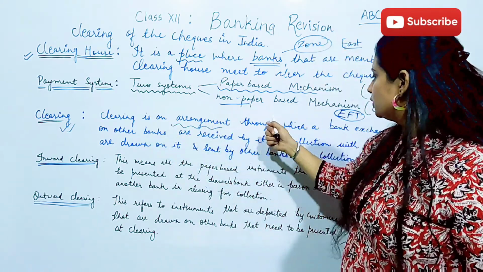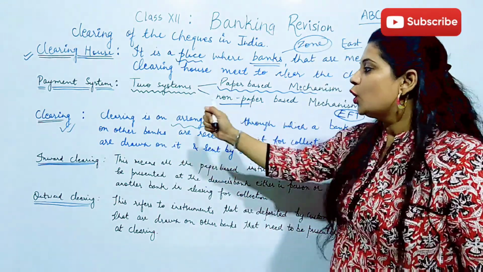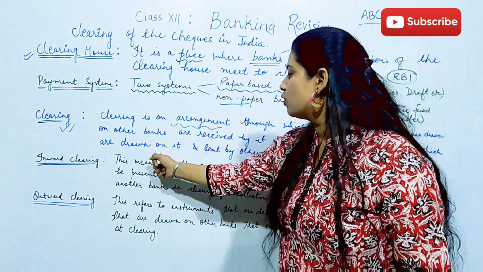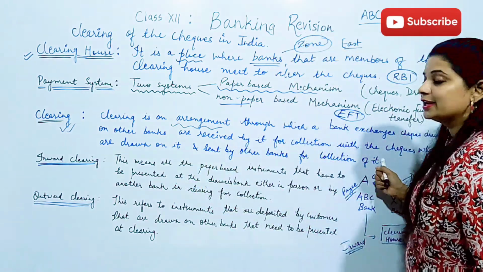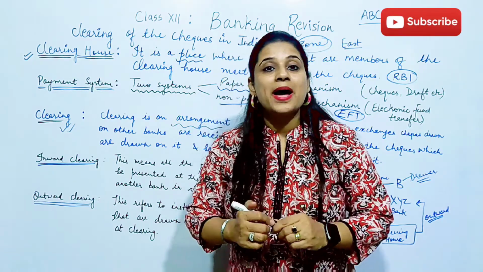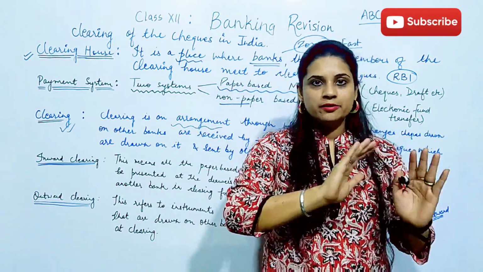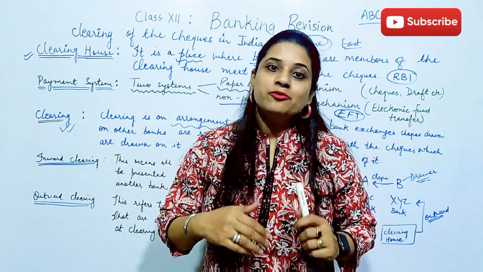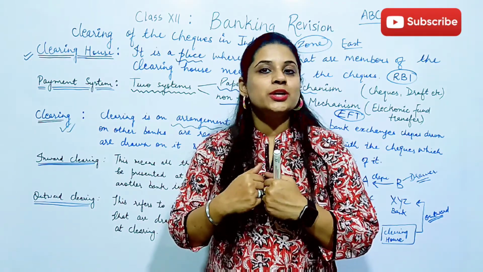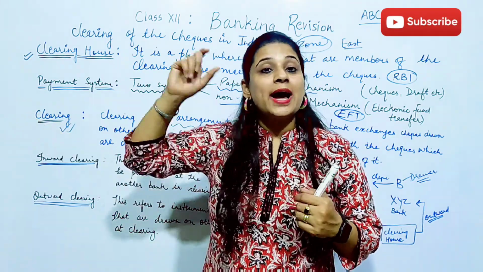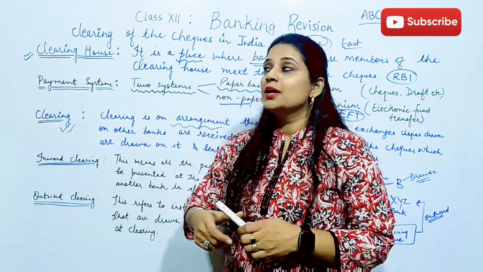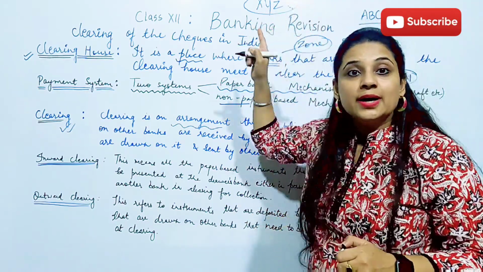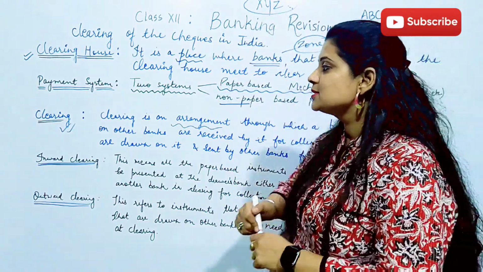So clearing is an arrangement through which a bank exchanges checks drawn on other banks, which are received by it for collection, with the checks drawn on it and sent by other banks for collection. That means whatever checks banks are receiving for payment, they will clear the payments of those checks. And if they are getting checks from somebody for clearing, like if I have drawn a check to another bank, that will be cleared from that other bank only. If I have got the check of XYZ bank, this bank is going to clear the actual payment, right? So this is clearing.